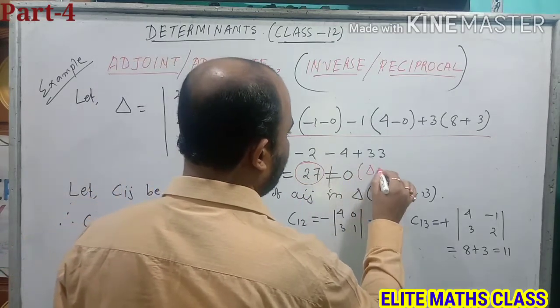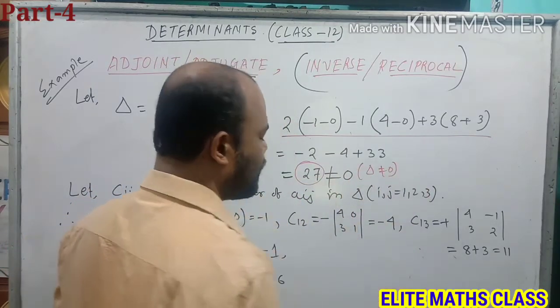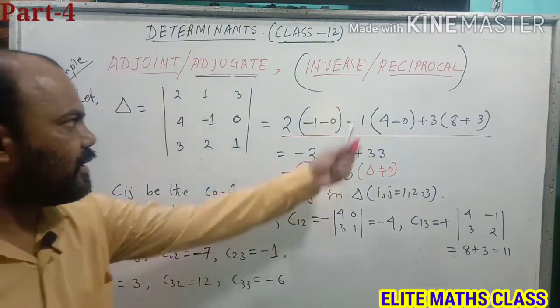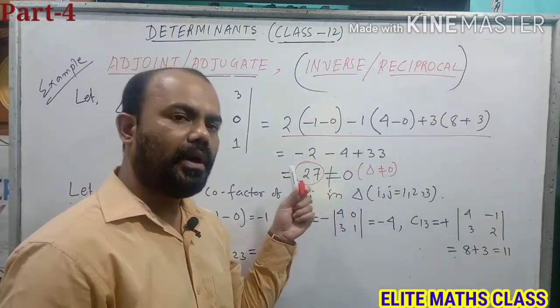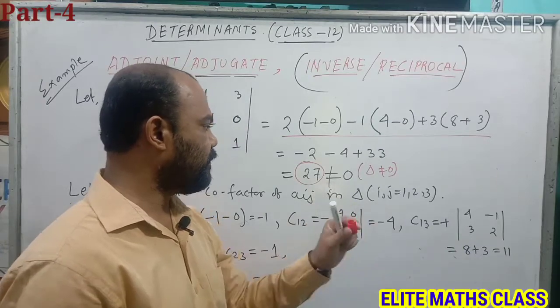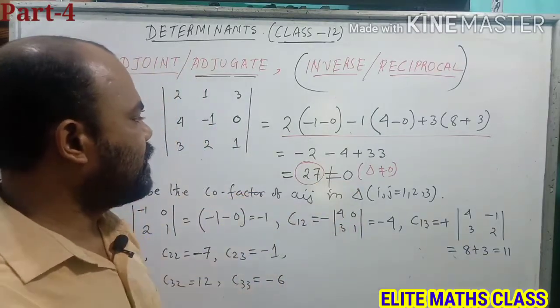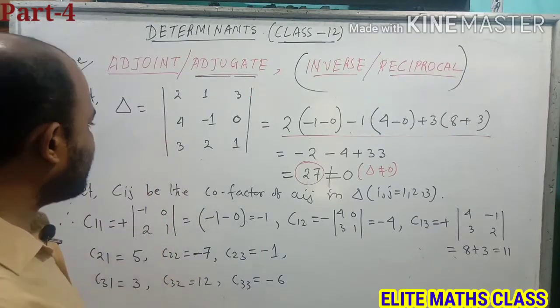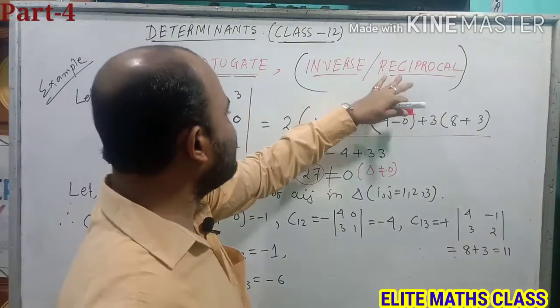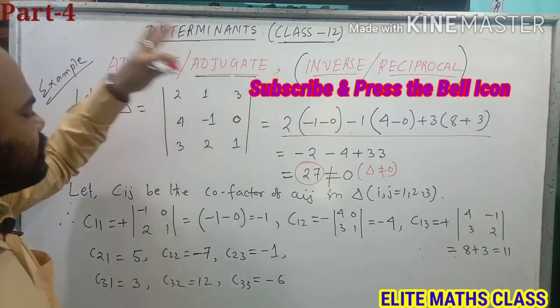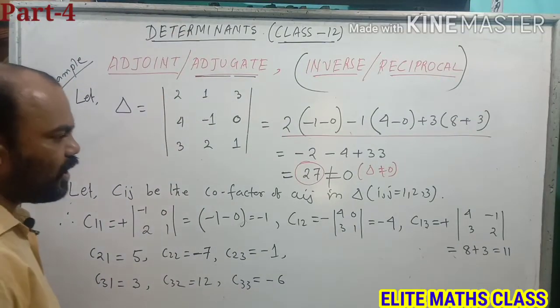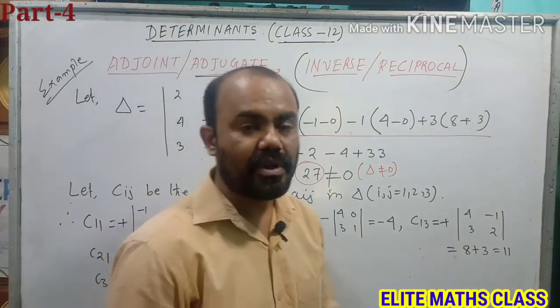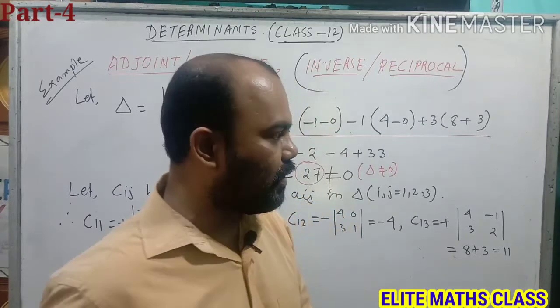That is, del not equal to 0. This is the necessary condition. To find reciprocal or inverse, we must have del not equal to 0. So this condition is satisfied here. That is, we can find the inverse of the given determinant. Second thing, before finding inverse, we have to find the adjoint or adjugate of the given determinant. For that, what we have to do? We have to find out cofactors of all the elements.